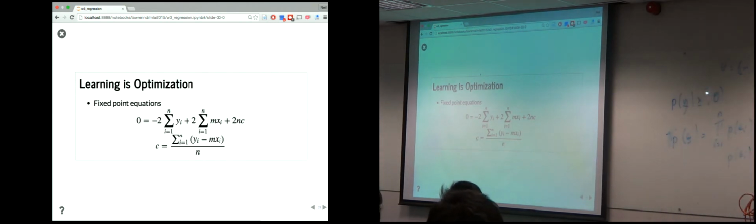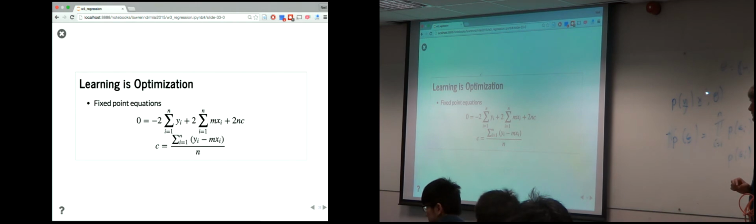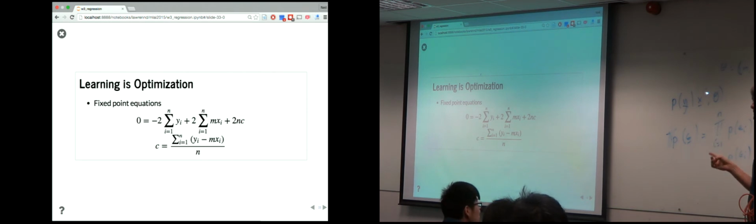Who can see a problem with this? One formula for M and one formula for C. What does the formula for C depend on? M. So how do we know the value of M to put in for the formula of C? Use the previous one. That's correct. But then what do we do next? Is that going to be sufficient?